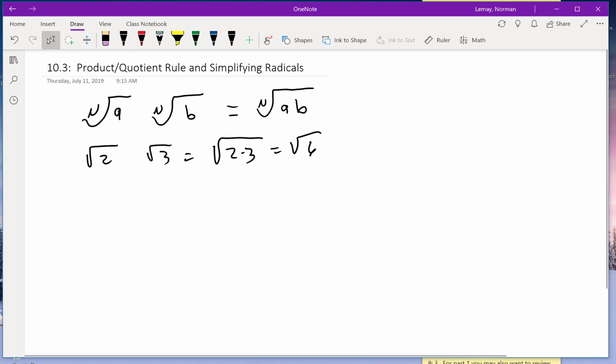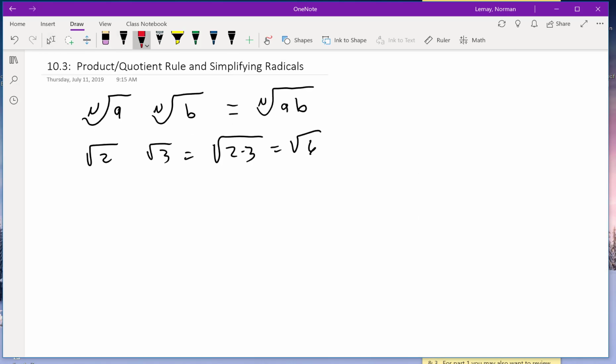Let's just note that this rule says that the index of the radicals must be the same. So in other words, if we get the square root of 2 times the cubed root of 3, there's nothing to do. So the only thing that we can write is that this is just the square root of 2 times the cubed root of 3.